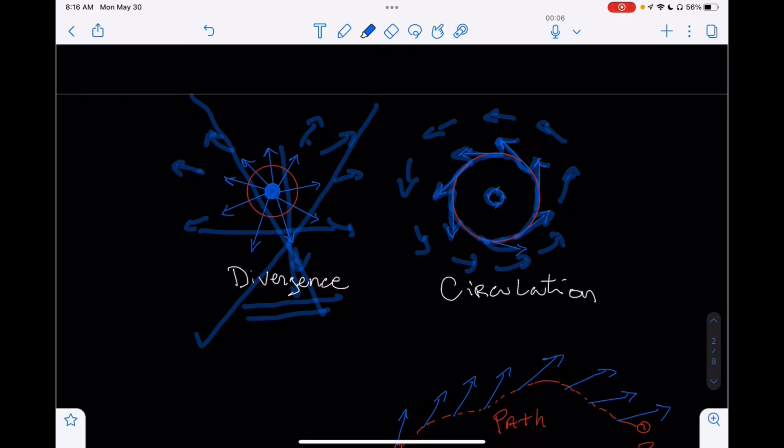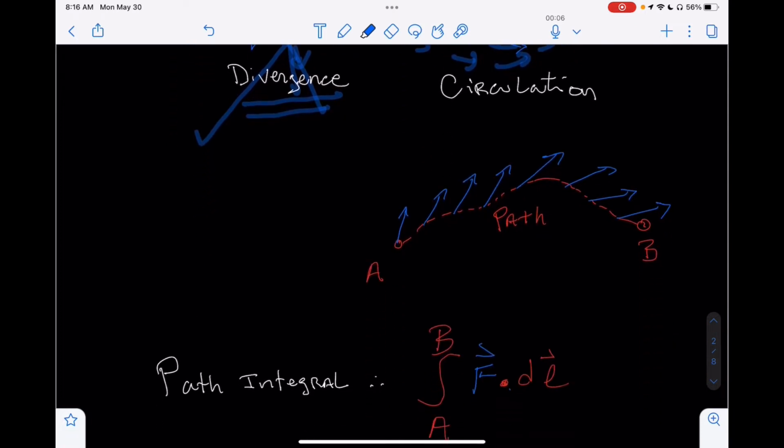and it circulates and sort of makes things spin around. So speaking of path and path integral, let me describe what a path integral is, and then we'll move on with the circulation.